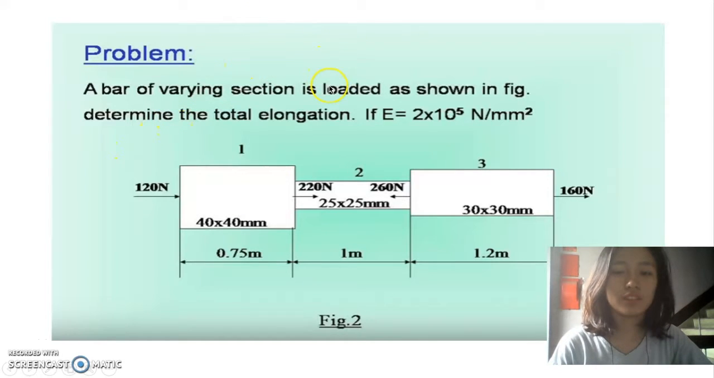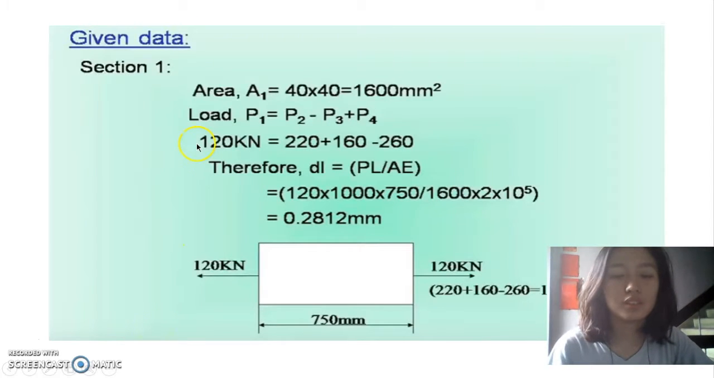A bar of varying section is loaded as shown in figure 2. Determine the total elongation if the modulus of elasticity is equal to 2 times 10 to the 5 Newton per millimeter squared. There are 3 sections in the bar with its applied load and length. For section 1, the area is equal to 40 times 40, which is 1,600 millimeters squared. There is an applied load on the left side, which is 120 kilonewton, and on the right side there are 3 loads applied.